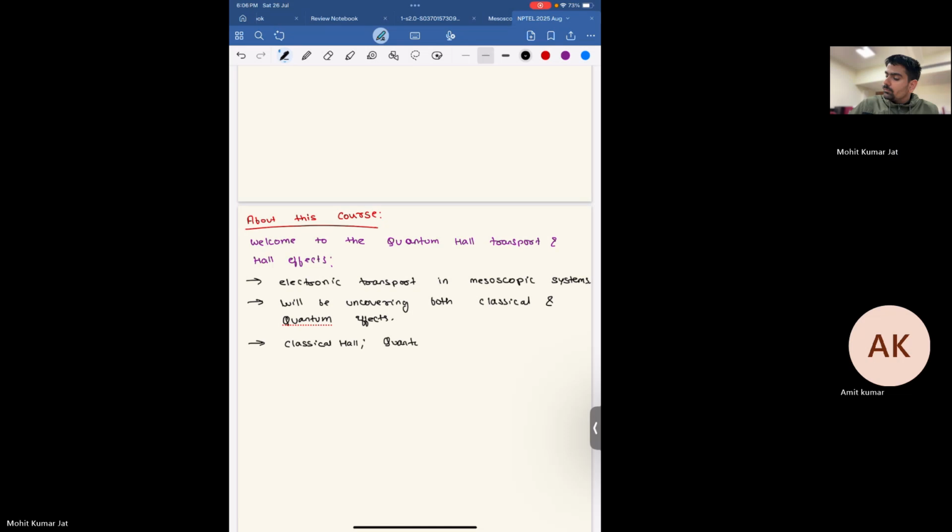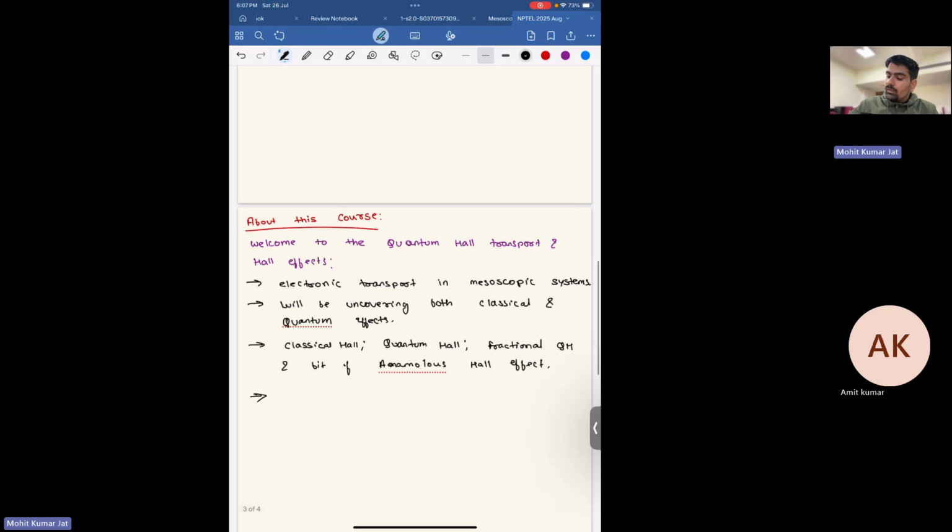In this coursework, I'll be talking about the classical Hall, quantum Hall, fractional quantum Hall, and a bit of the anomalous Hall effect. Each week we will build our understanding of these mesoscopic systems, and these are the fields where cutting edge research is going on, so it's a cutting edge research area.